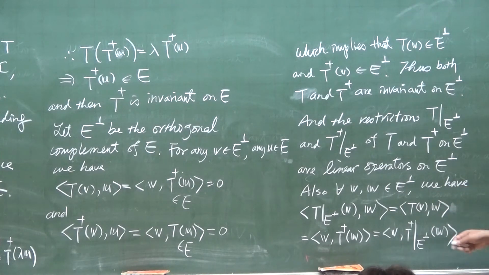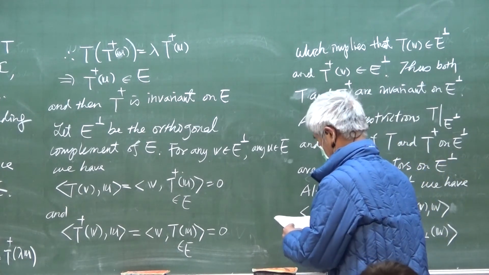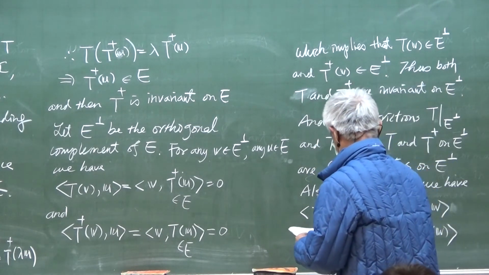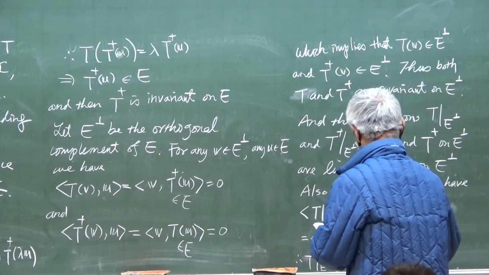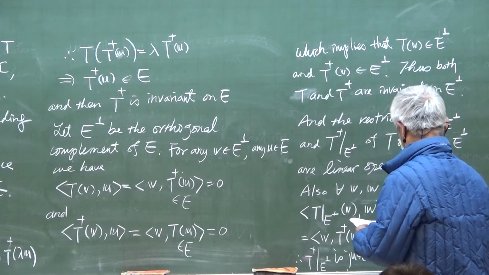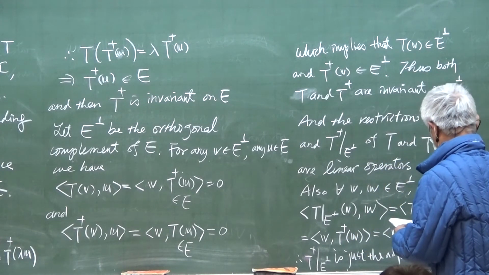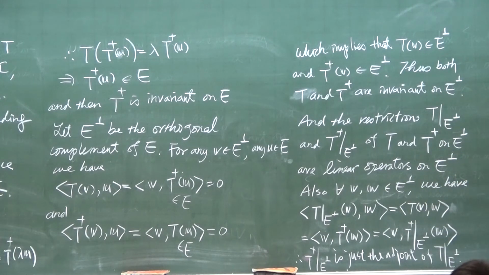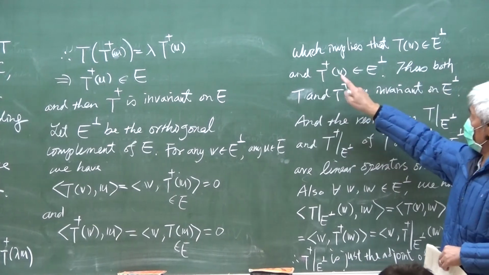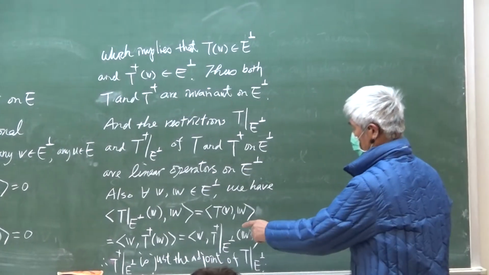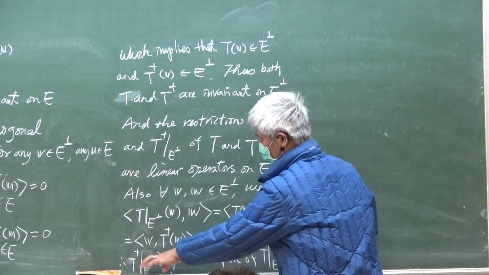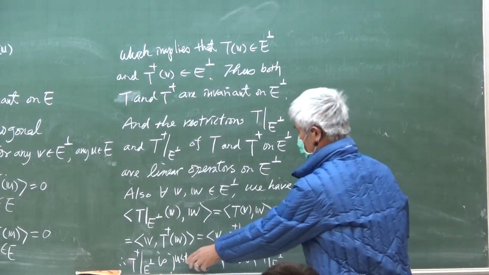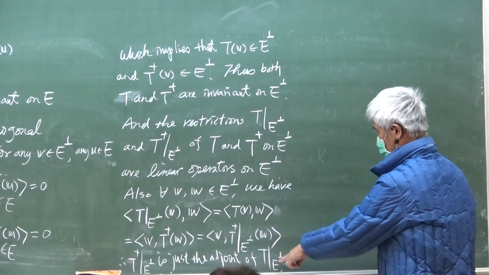Okay, so from this relation, T dagger restricted to E perp is just the adjoint of T restricted to E perp. So not only is T dagger the adjoint of T on V, but also the restriction of T dagger on E perp, which is a subspace of V, is also the adjoint of T restricted to E perp.